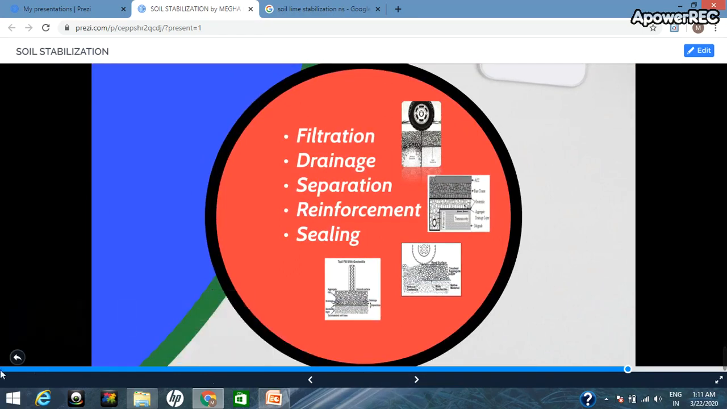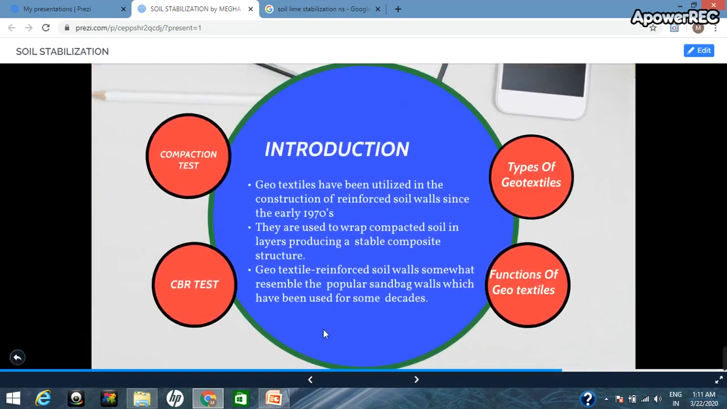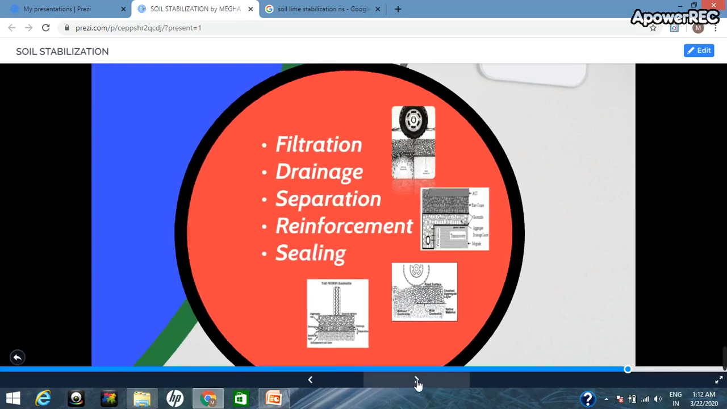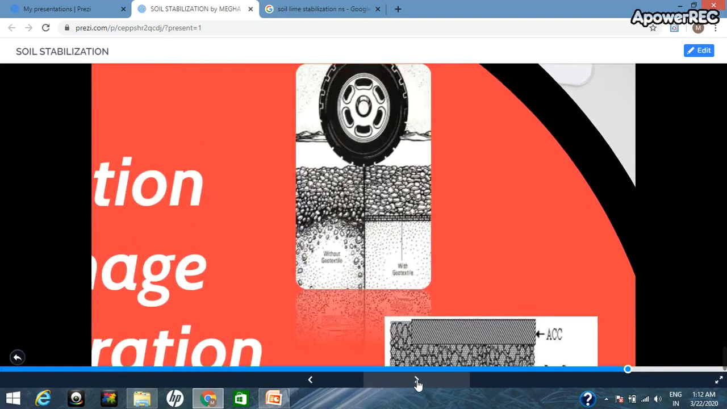Next, what are the functions of geotextile? The functions of geotextile are filtration, it is useful for drainage purposes, it is used for separation, and it is used for reinforcement and sealing. All these functions can be well understood through these diagrams. The first one is a comparison of two soils. One is without geotextile and one is with geotextile.